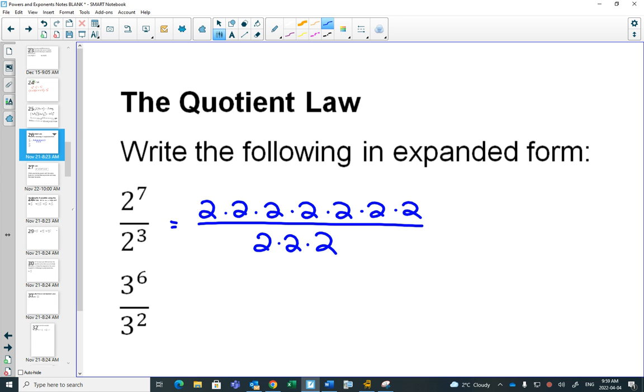And when you're dividing something by the same number, 5 divided by 5? 1. 7 divided by 7? 1. 2 divided by 2? 1. Anytime you divide something by itself, it's equal to 1.